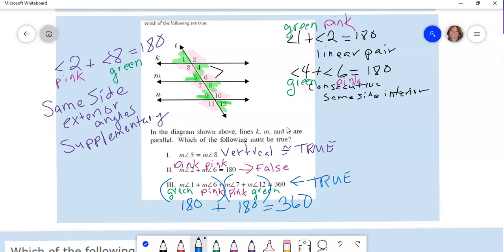I hope that clarifies a little bit about what was going on with these. And again, just remember that we can prove that these relationships exist. Using color, I hope, helped illustrate that a little better for you.